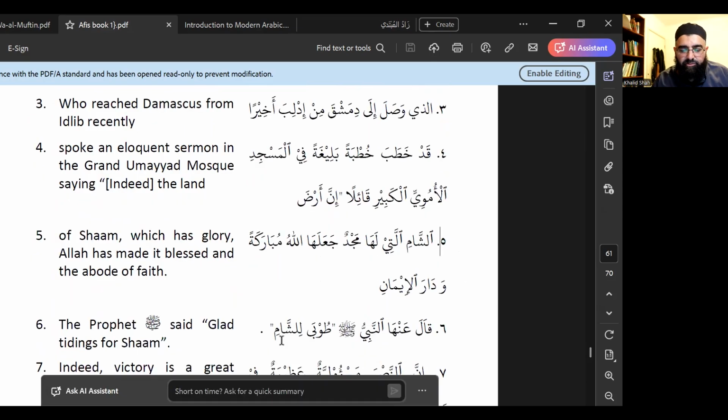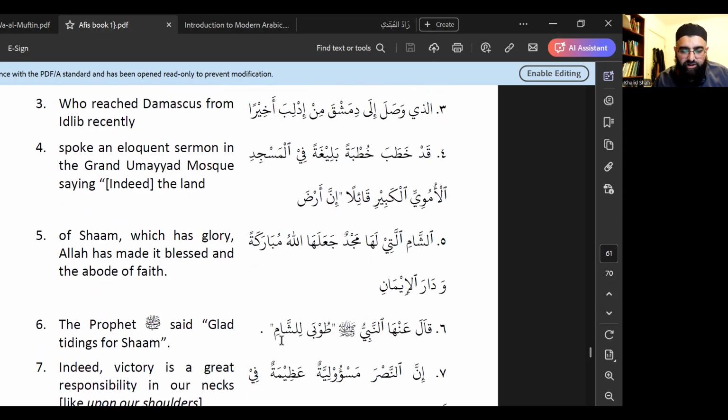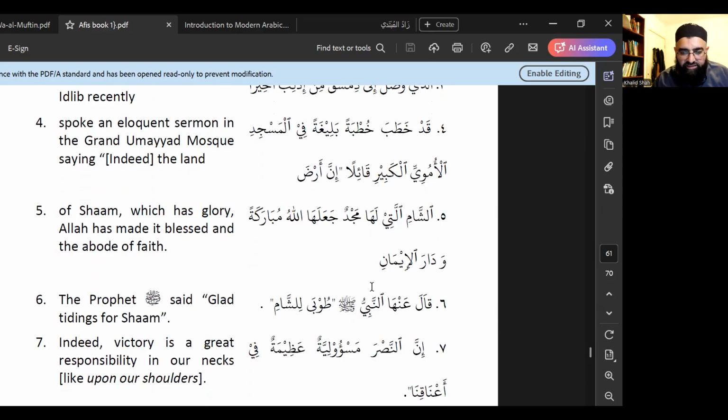وقال عنها النبي صلى الله عليه وسلم طوبى للشام. They actually mentioned this in the khutbah. This is a continuation of the khutbah that said about it النبي. قال is a fi'l, النبي is the fa'il. صلى الله عليه وسلم. The Prophet said about it, عنها, extra information, طوبى للشام, glad tidings for Sham, or glad tidings to Sham, or glad tidings, literally, for Sham.